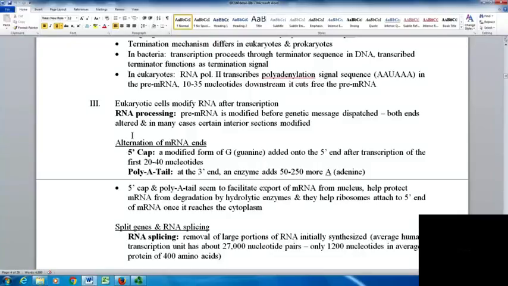This 5' cap and poly-A tail seem to play a role in exporting the mRNA from the nucleus. They help to protect the mRNA from degradation by hydrolytic enzymes, and they help the ribosome get attached to the 5' end of the mRNA once it gets into the cytoplasm.